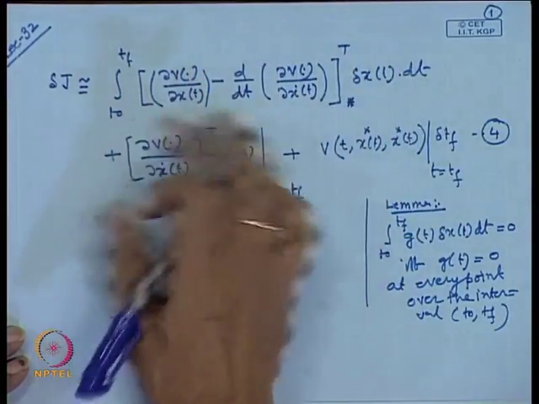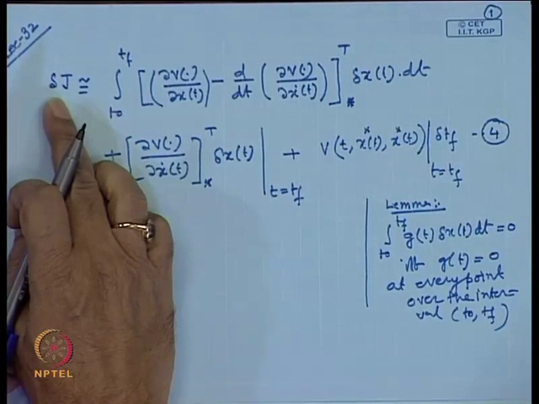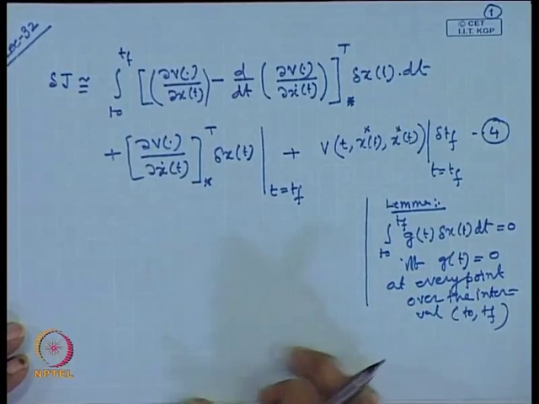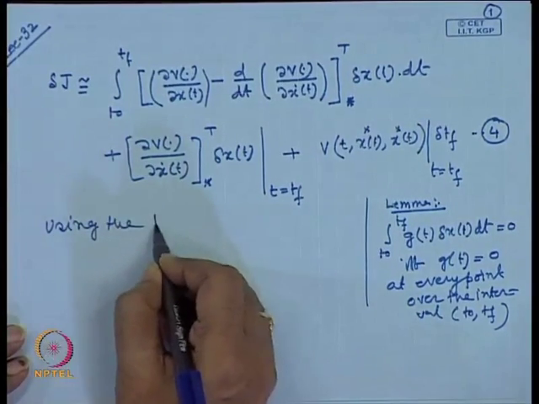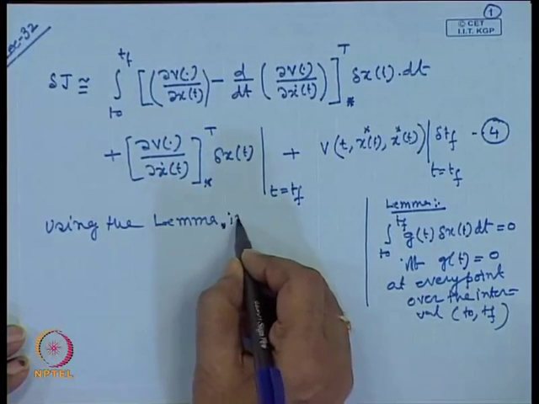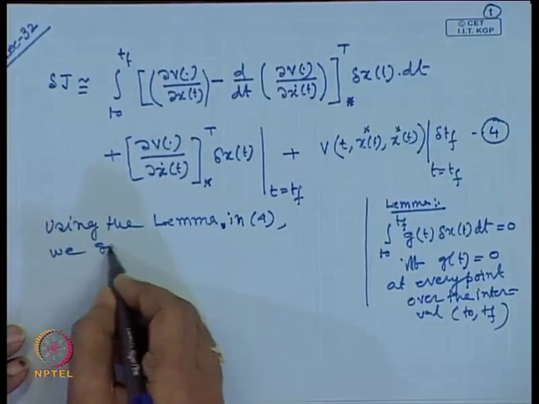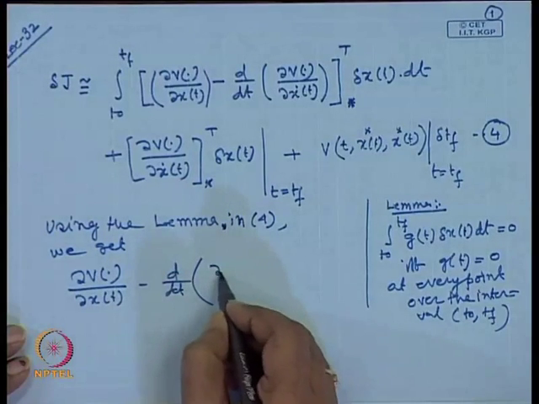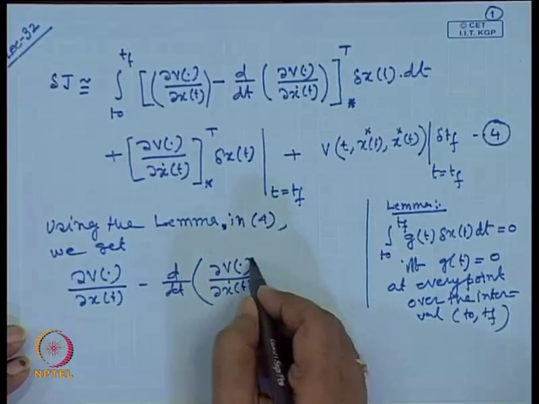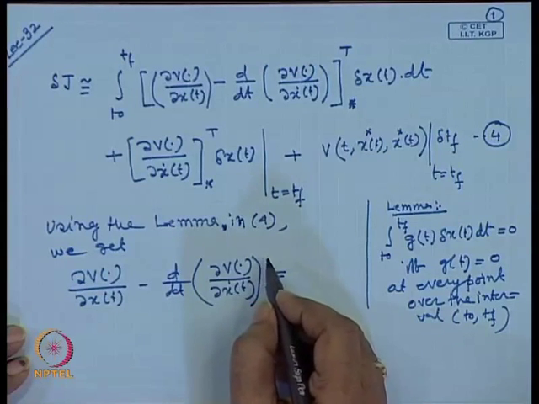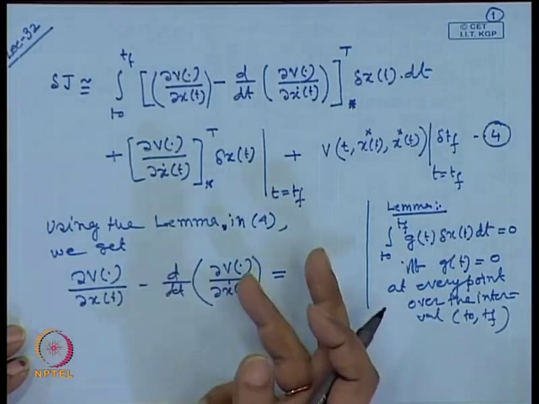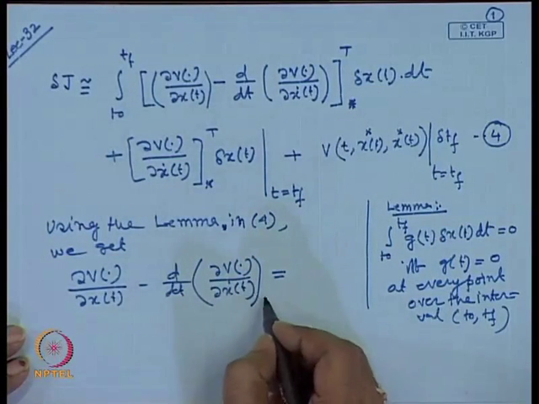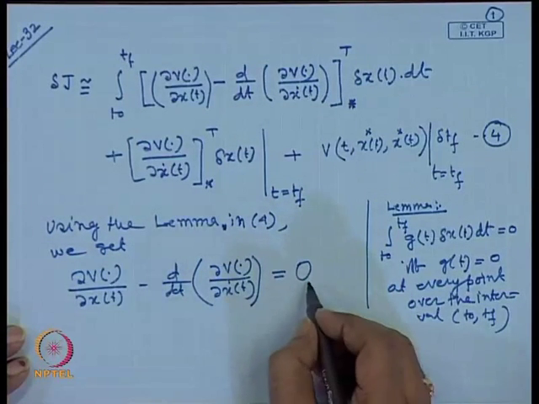So, this part will be 0 provided this is 0, because the necessary condition for the functional to be optimized is that delta J must be equal to 0. The first variation of the functional must be 0; this is the necessary condition. So, using the lemma in 4, we get del v by del x(t) minus d by dt of del v by del x dot(t) whole is equal to 0. You can put a star on all these things, because I have to find the optimal trajectory; whatever solution of x you get will give you the x star.